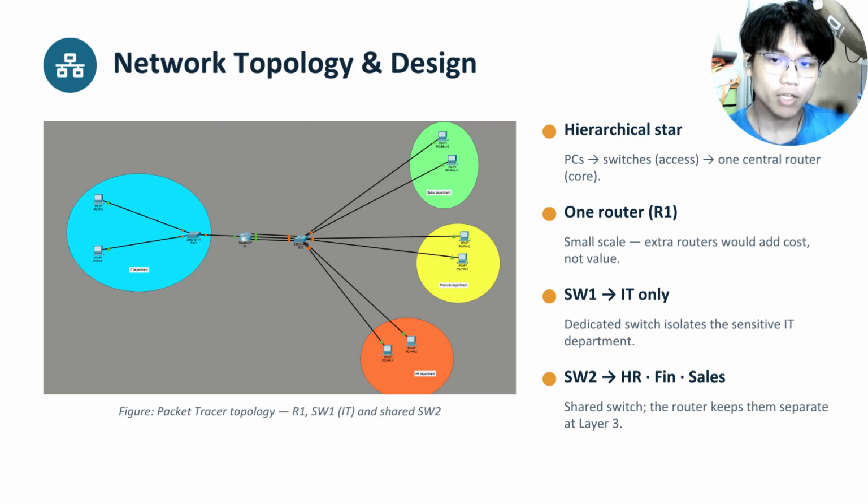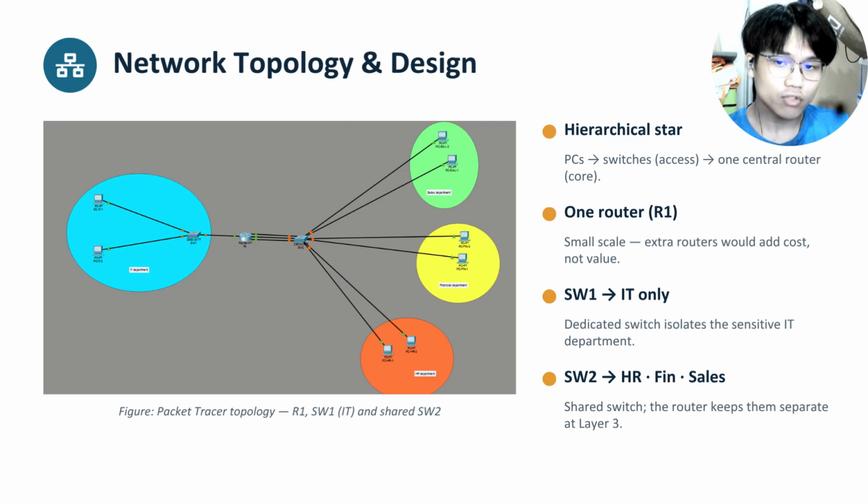We made 3 deliberate design decisions. First, a single router. Because it is a small office, one router can handle all traffic between departments. Adding more would increase cost and complexity with no performance benefit. Second, switch 1 is dedicated entirely to the IT department, giving IT its own switch, isolating it in a separate broadcast domain, which improves security and keeps its traffic off other department segments.